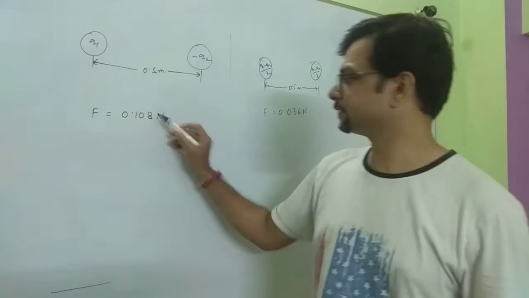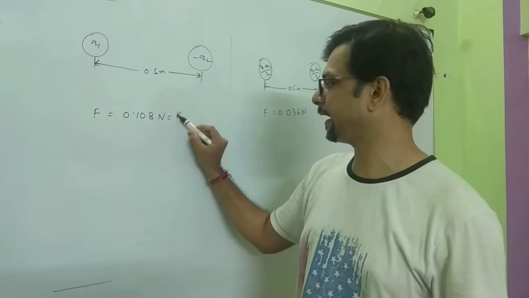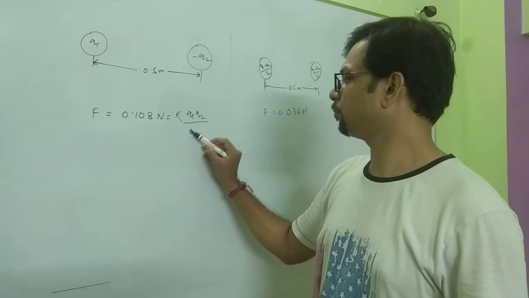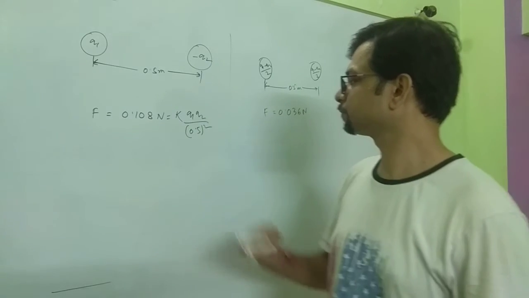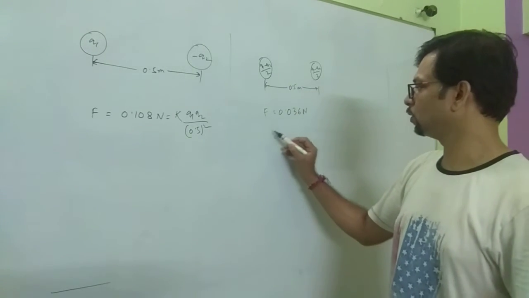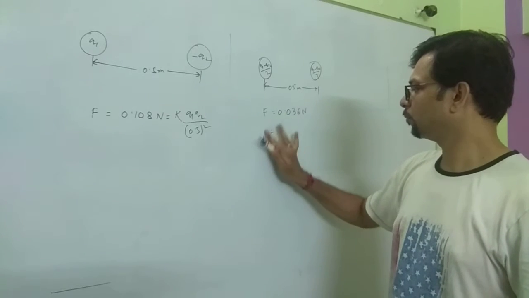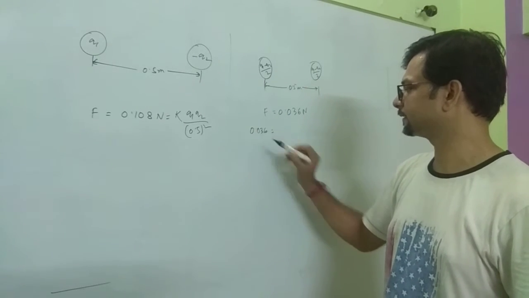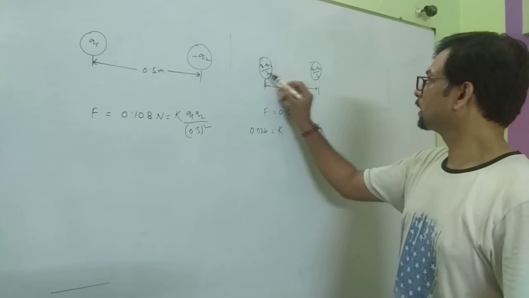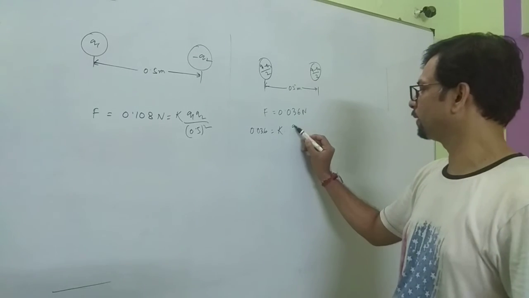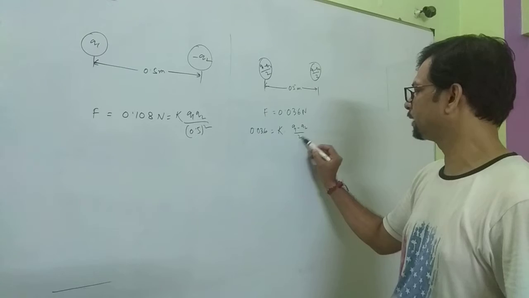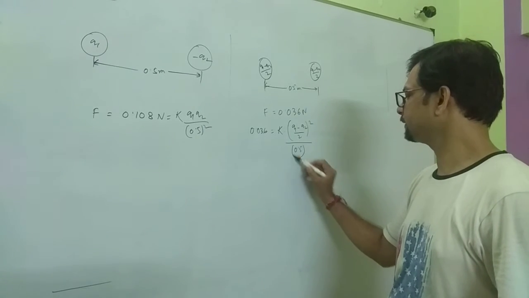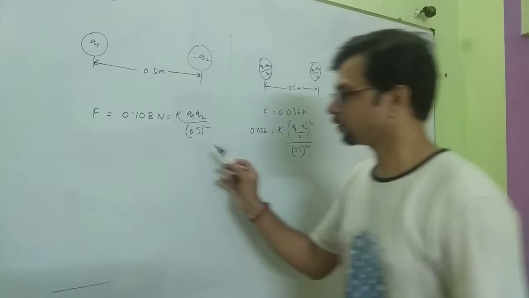So therefore, the first force can be written as F equal to k q1 q2 by 0.5 square, r square. And the second force can be written as 0.036 equal to K into (q1 minus q2 by 2) into (q1 minus q2 by 2), that means (q1 minus q2 by 2) whole square, by 0.5 square. Can we write it? So therefore what will happen from here?